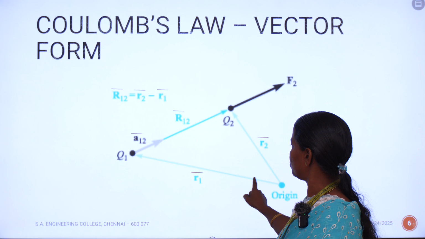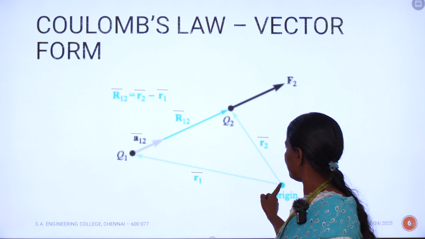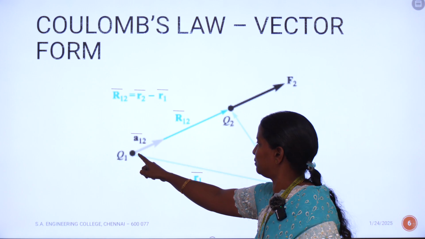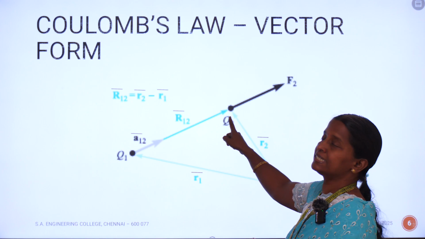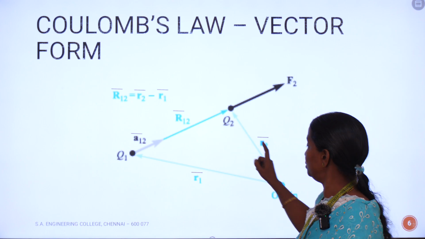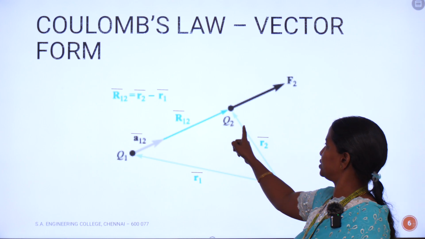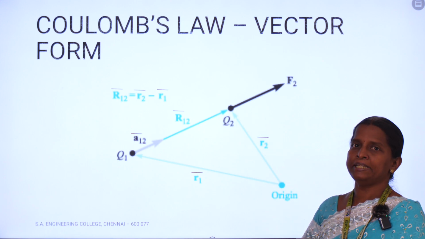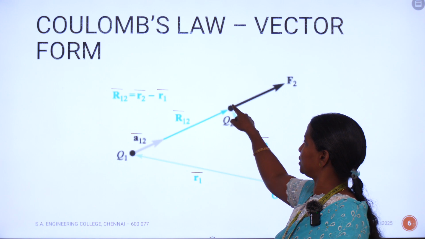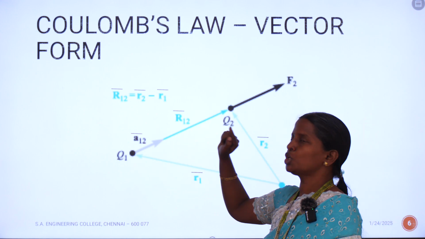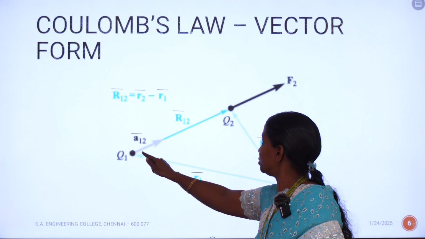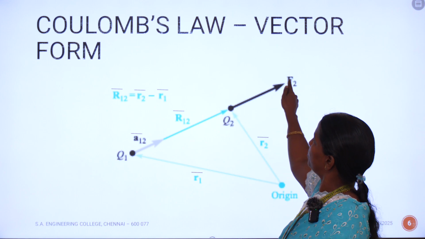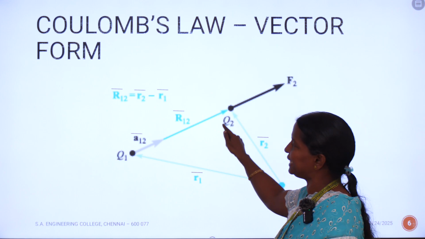Form a triangle. From the origin to Q1, the arrow is here. Similarly, this is the charge Q2, placed from the origin on this side, so the arrow is here. Now I need the force acting on Q2 because of Q1. So how to join this? From Q1 to Q2, what is the force? So the arrowhead must be like this.